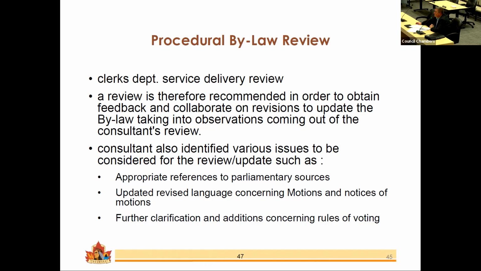The consultant in its report did identify certain issues to be considered for the review, and I've named a few there. It's not all inclusive, but includes appropriate references to parliamentary sources, updated and revised language considering motions and notices of motion, and perhaps some further clarification, additions or revisions surrounding the rules of voting.